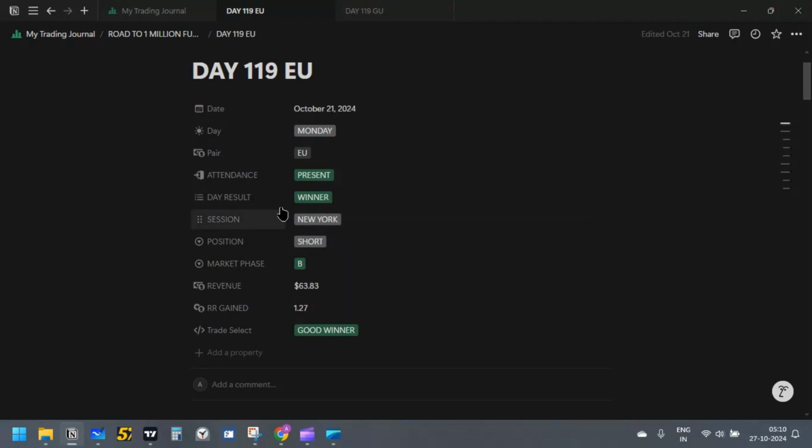And that winner came during the New York session, and it was a phase B counter internal trade. But yeah, it's a very good winner because all the confluences added up. So I just took the trade and it played out.